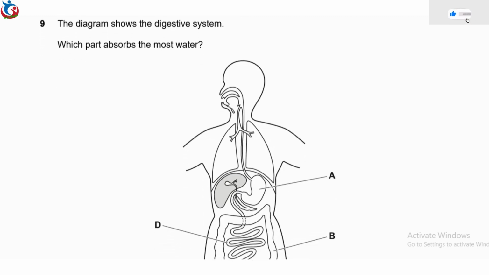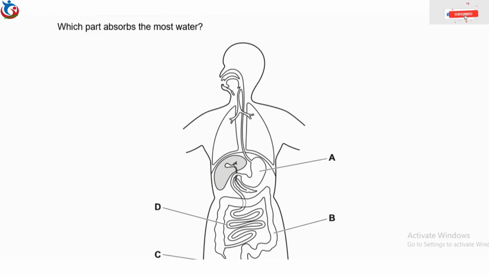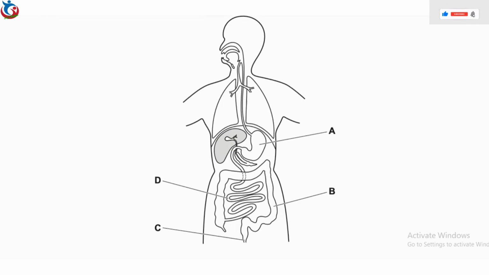Now question 9 says, the diagram shows the digestive system. Which part absorbs the most water? So we just need to label these parts first as quickly as possible. The part labeled A is the stomach. We have the stomach here, and we have option B, the large intestine. Okay, the large intestine.